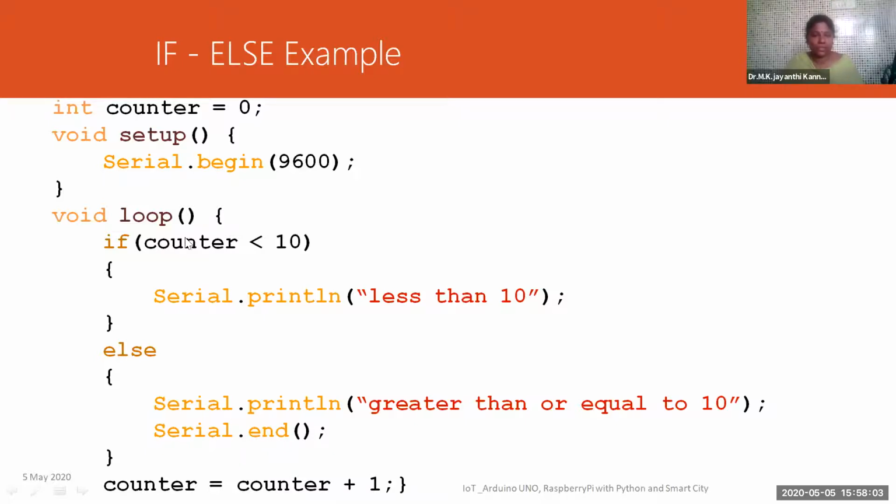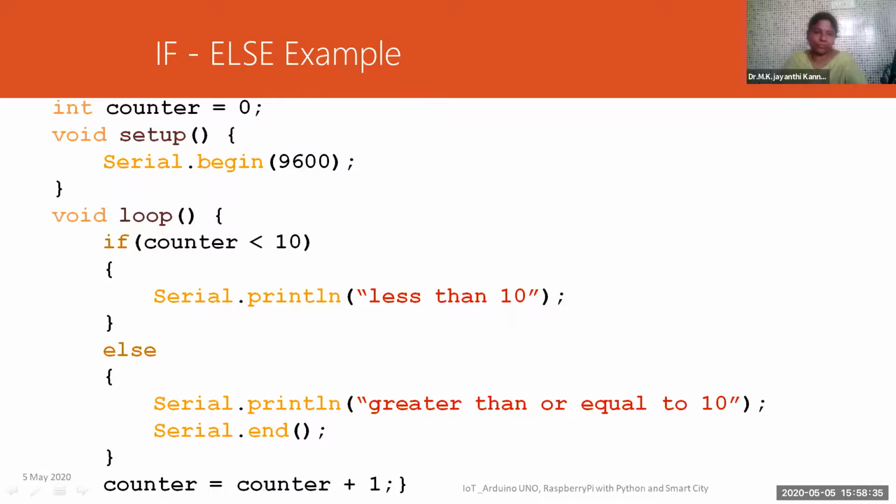And by using this looping statement and making use of the if else statement, we are writing the line less than 10 for 9 times. So the if statement will be executed for 0 to 9. Once it becomes 10, it will go to the else part and print greater than or equal to 10. Then the Serial.end function will be executed. Then the connection between the computer and the Arduino board will be disabled.